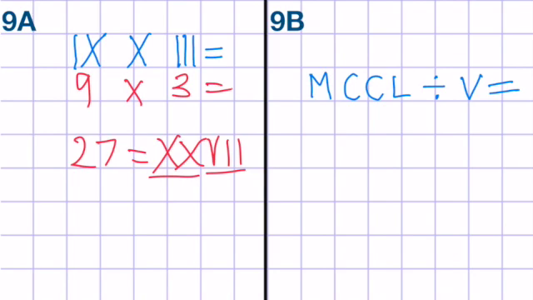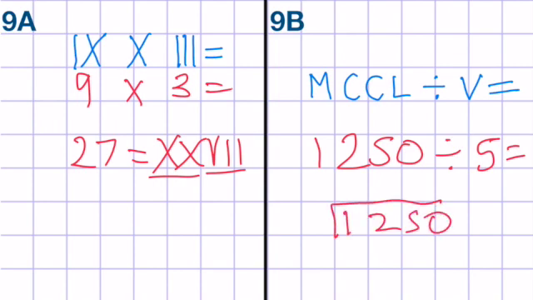MCCL divided by V. So MCCL, M is 1,000, that's 200, and that's 50. So it's 1,250 divided by 5. Now, the answer, I think, is 250. So let's just check that. 5 goes into 1, 0 times, carry that. 5 goes into 12 twice with a remainder of 2. 5 goes into 25, 5. There we are, 250. And 250 is C. Well, it's actually this, CCL.